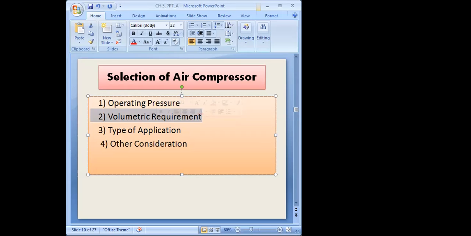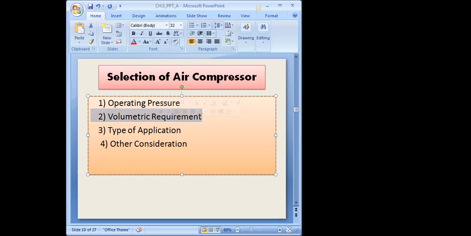As we know, most plants are equipped with a receiver, that is an air receiver. If a compressor of insufficient capacity is selected, for example, if your plant has a 100% requirement but you have chosen a compressor having a capacity of only 50%, then there is a problem getting sufficient compressed air because of the insufficient capacity of your compressor.